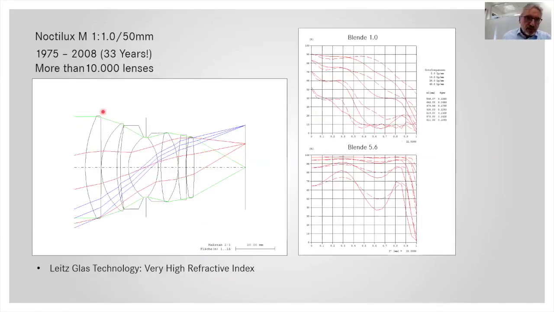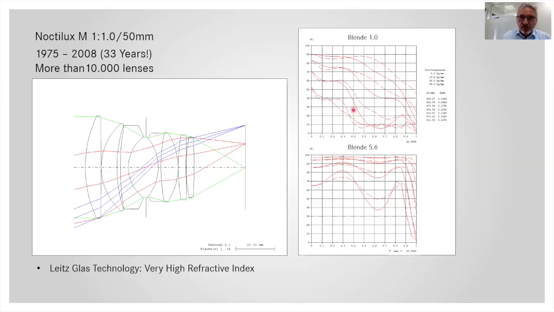And then after that, the successor was the Noctilux 1x1. We introduced this, and it was done by Mantler in Canada, and he implemented glass technology, high refractive index glasses here. We call it Noctilux glass with refractive index 1.9, for example. And here's the performance. And here you see that stopping down was necessary to get best performance.